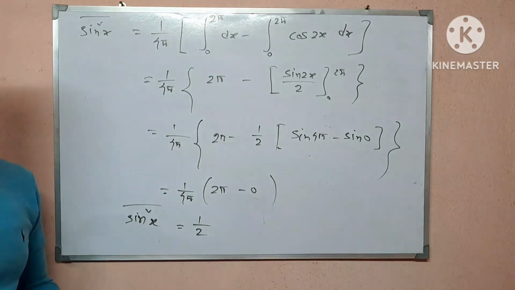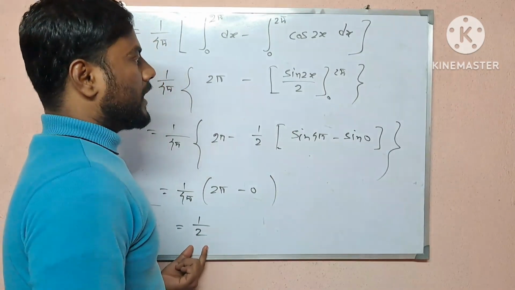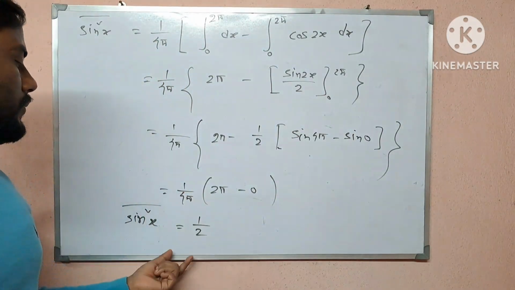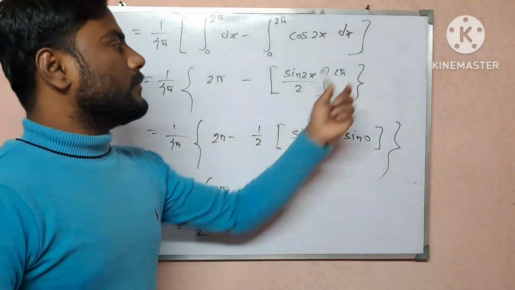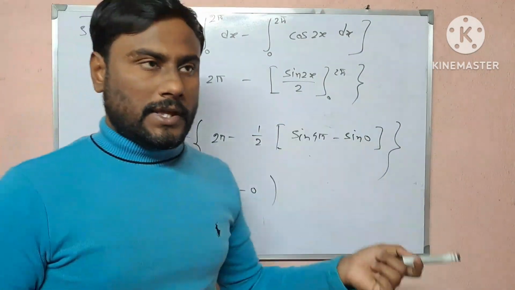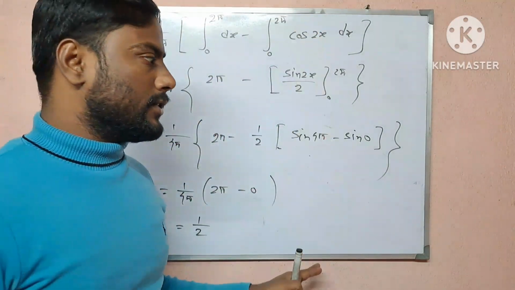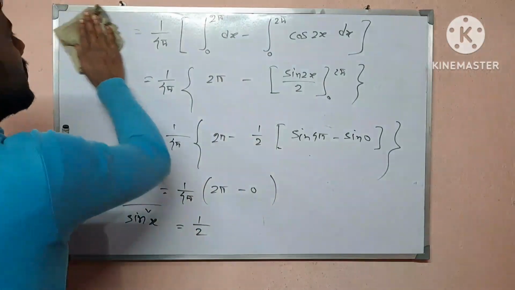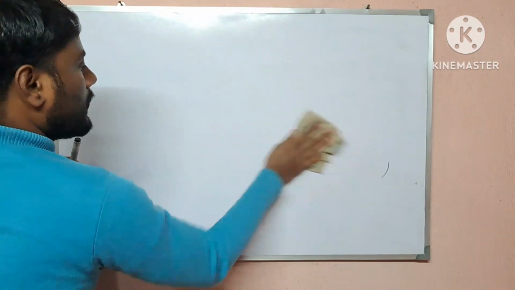So the average value of sine square function in full cycle is half, and the average value of sine function in full cycle, that was 0. So it will be better if you calculate by yourself the average value of cos square function by using the same procedure in full cycle, then the result that you will get will also be half.